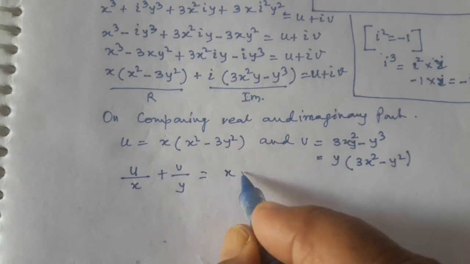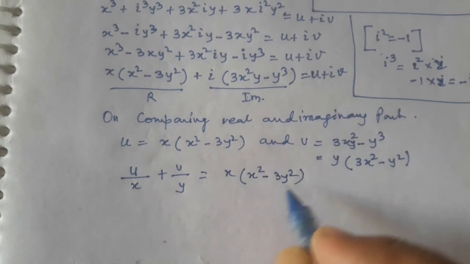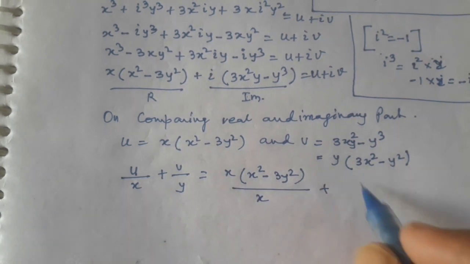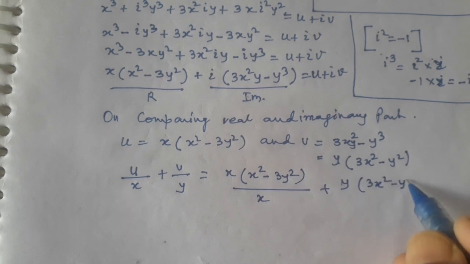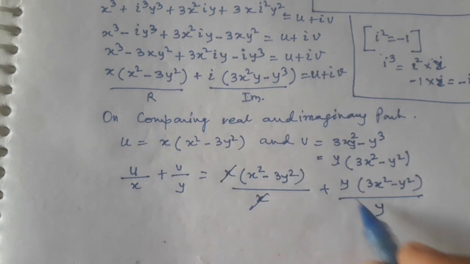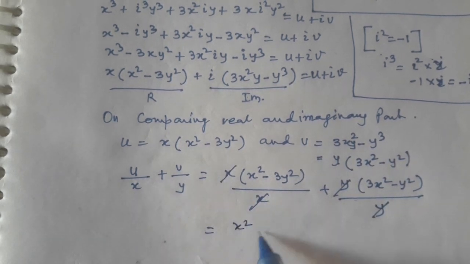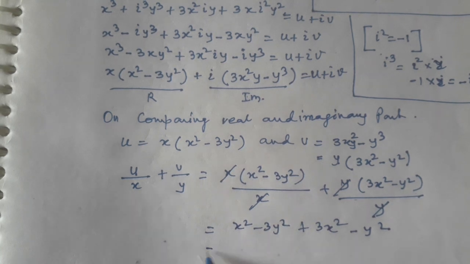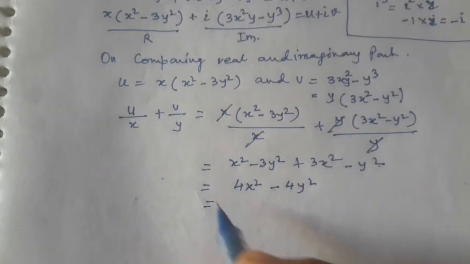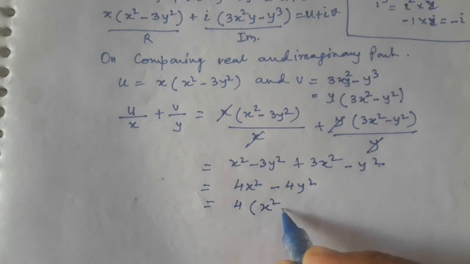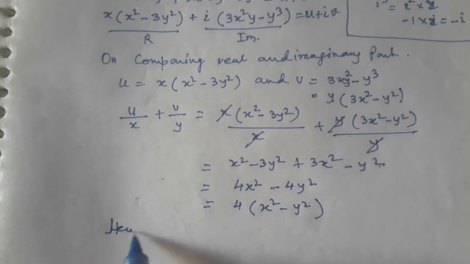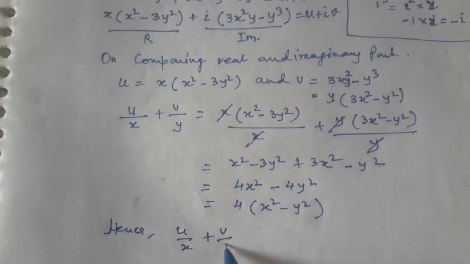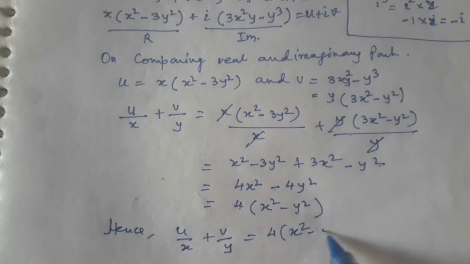u/x is equal to x(x^2 - 3y^2) by x, plus v/y is equal to y(3x^2 - y^2) by y. x will be cancelled, y will be cancelled. So it will be x^2 - 3y^2 + 3x^2 - y^2. Right? So it will be x^2 + 3x^2, 4x^2, and -3y^2 - y^2 will be -4y^2. Taking common 4, it will be x^2 - y^2. Hence, u/x + v/y will be equal to 4(x^2 - y^2). Proved.